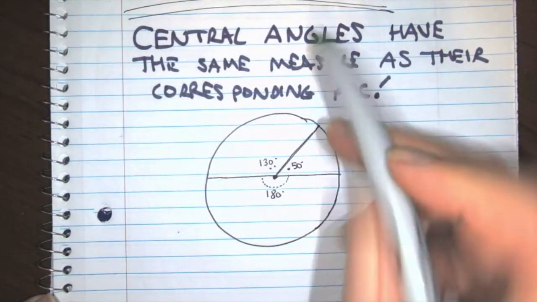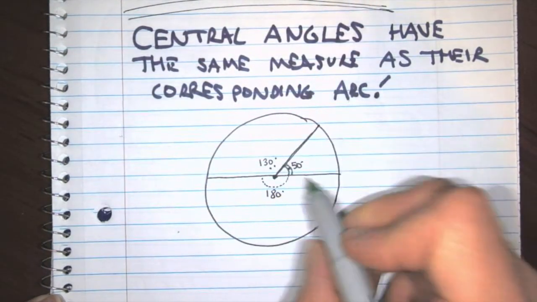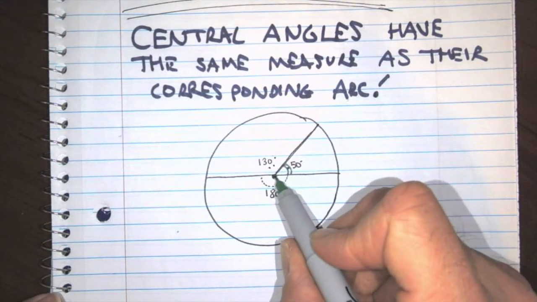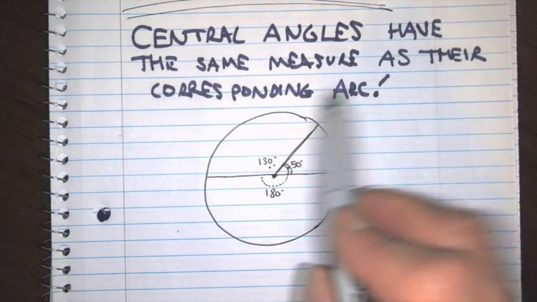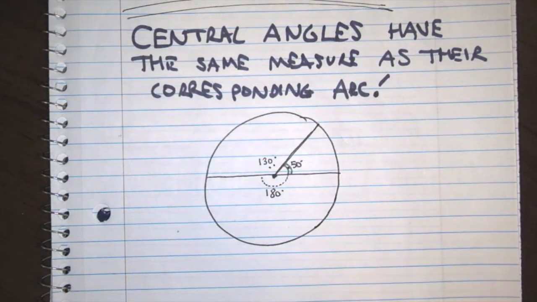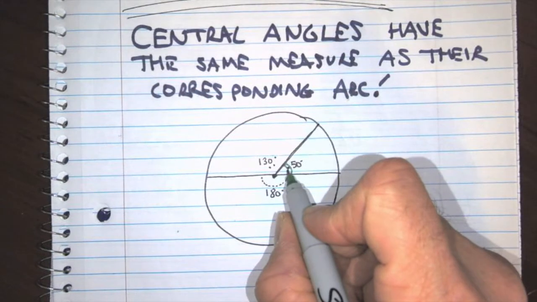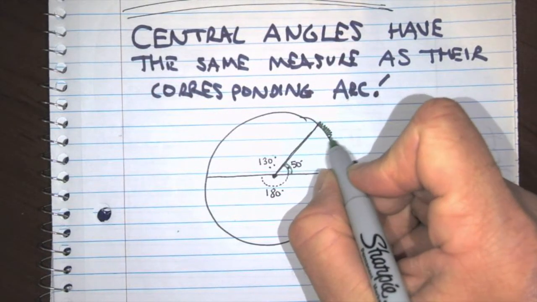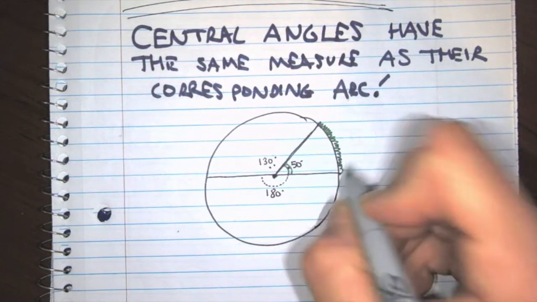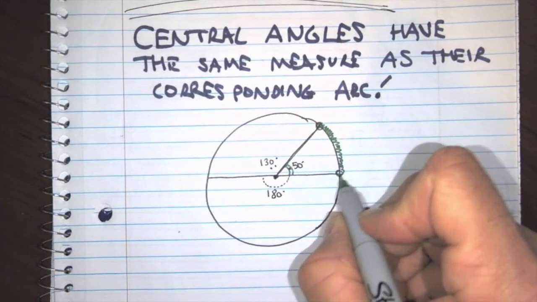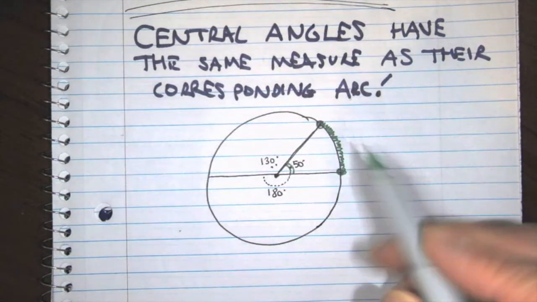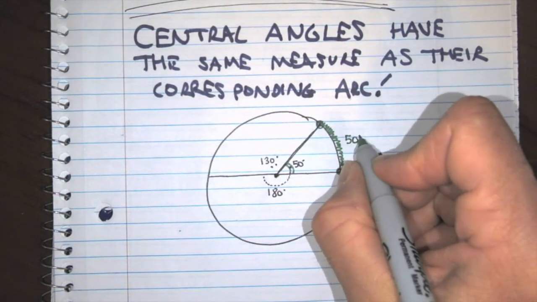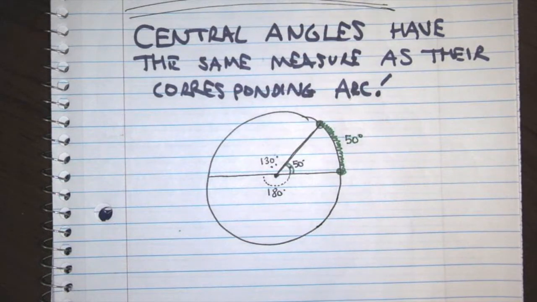A central angle. Let's take a look at this 50-degree angle right here. That's a central angle, comes from the center. Central angles have the same measure as their corresponding arc. So that's 50 degrees right there. That's the corresponding arc of the central angle. Notice there's the end point of the angle, there's the end point of the angle. That's the arc of the 50-degree angle. This central angle and this arc have the exact same angle measure. That's 50 degrees. That's it, folks. That is it.